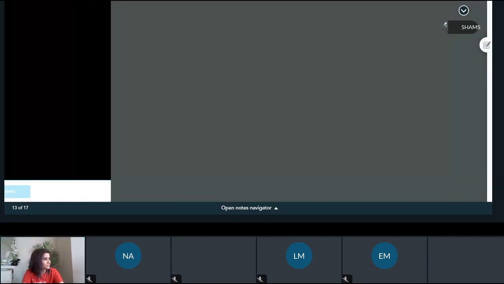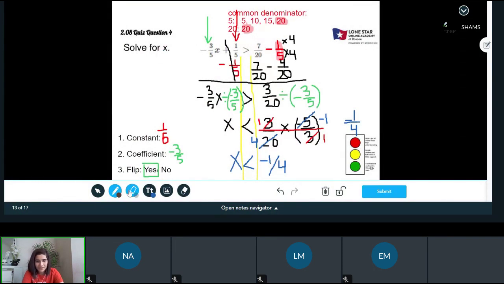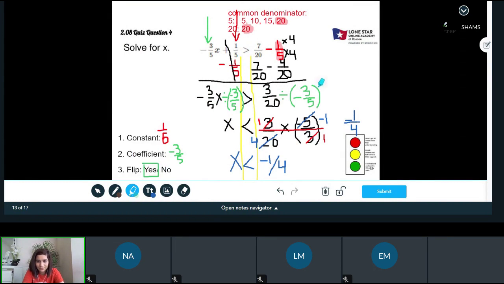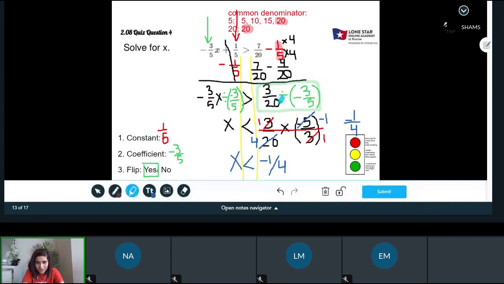Let's see. My fraction is negative, Emiliano. You know why? London, look here. I'm going to box it in green, in fact. See, London, I am dividing a positive fraction by a negative fraction. You see? 3 over 20 divided by negative 3/5. And I get a negative answer.